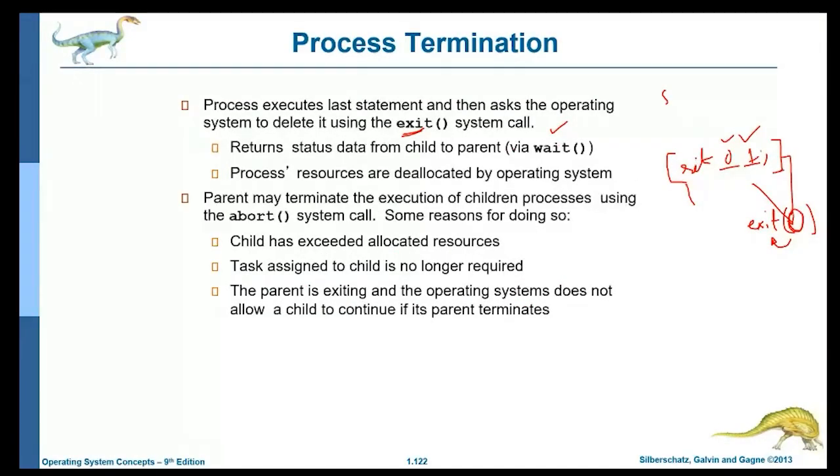So howsoever the child exits, with whatever status it gives to the exit system call, that status can be made available to the parent using the wait system call. That is why the parent keeps waiting for the child.